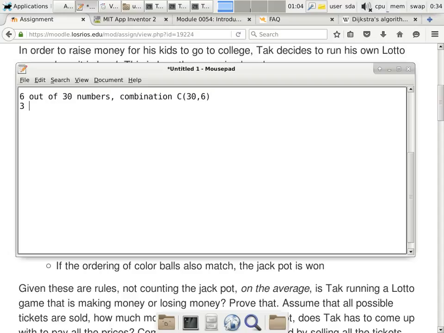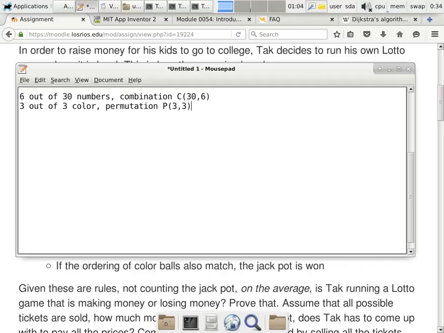The colors are 3 out of 3, so 3 out of 3 colors, but this time it is the permutation that we are after. So this is P33, which means we are choosing 3 things out of 3 where ordering is important. Is that okay?